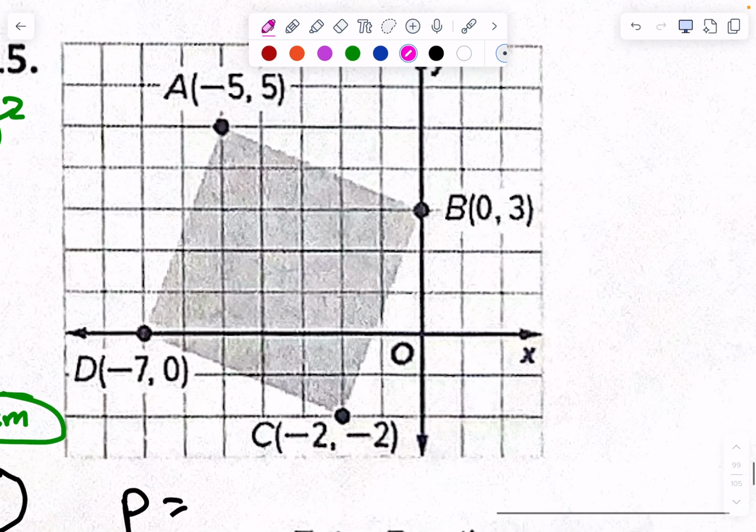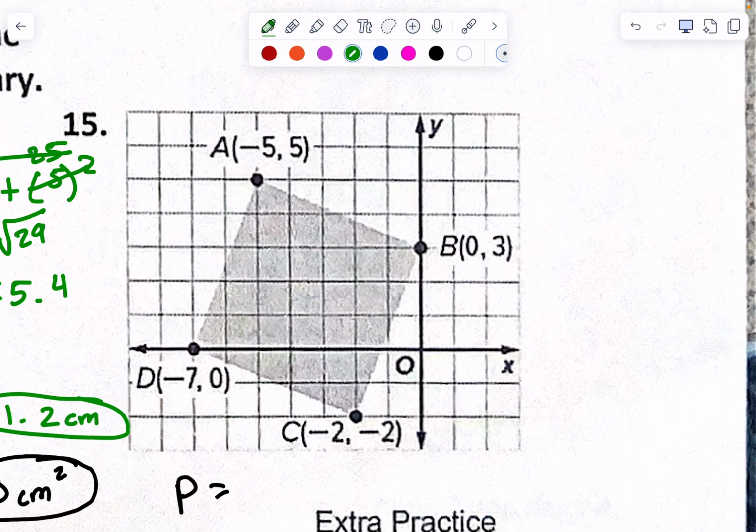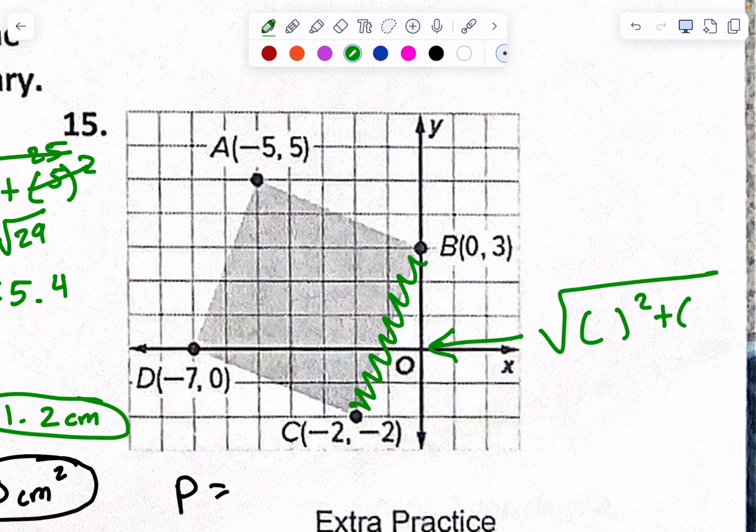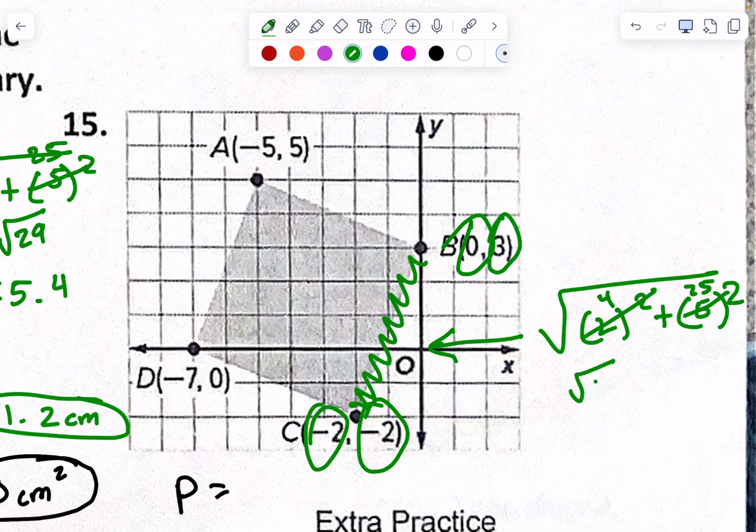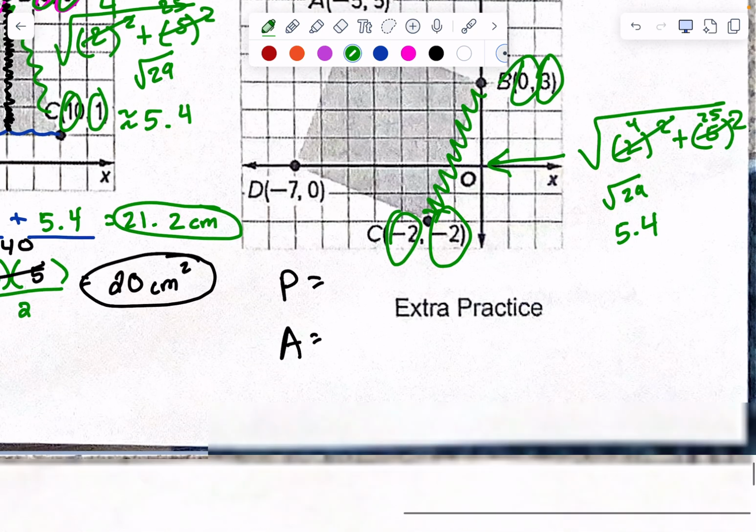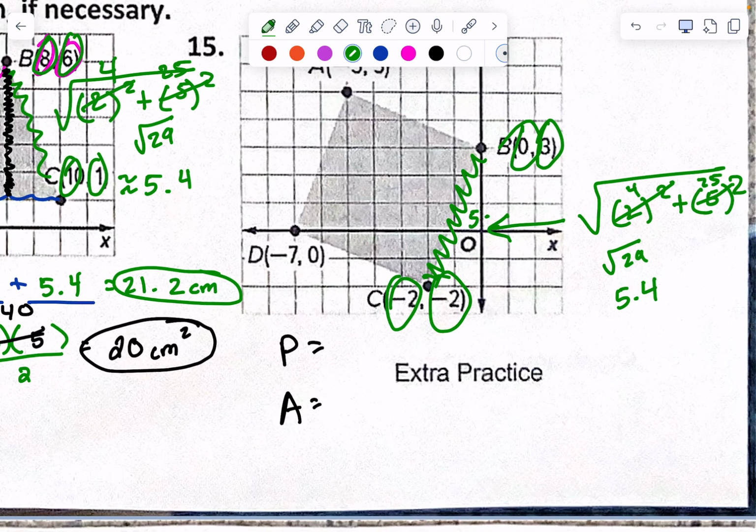All right, which side would you like to find the distance of? Let's find this distance right here, this green one. 5.4. Okay, how far apart is 0 and negative 2? 2. How far apart is 3 and negative 2? 5. 2 squared is 4, 5 squared is 25. That's the square root of 29 again, which is 5.4. Is that the same as the last problem, right? So 5.4 is this guy, this guy, this guy, and this guy.